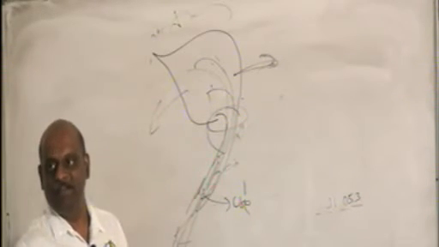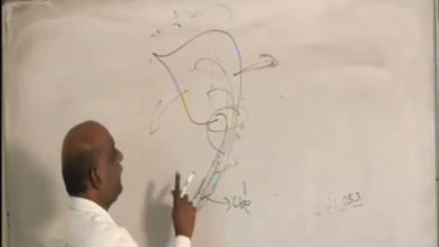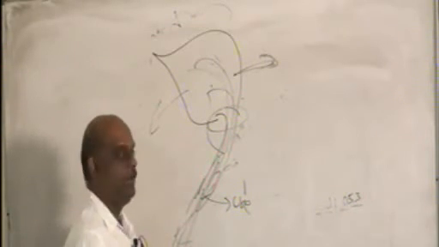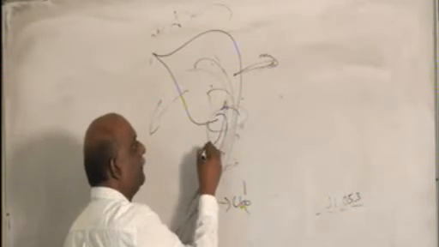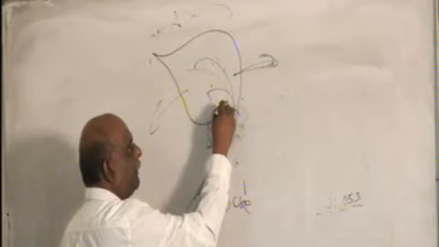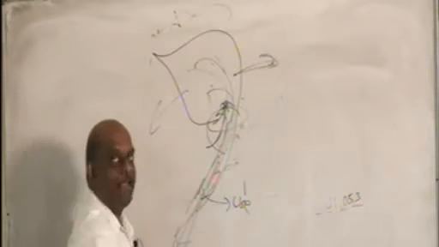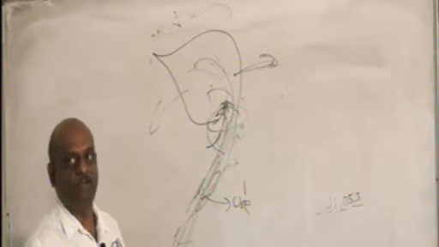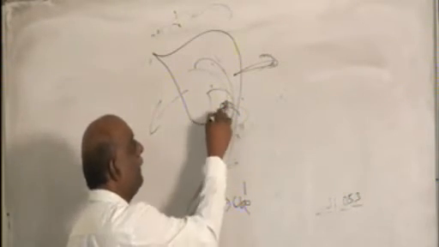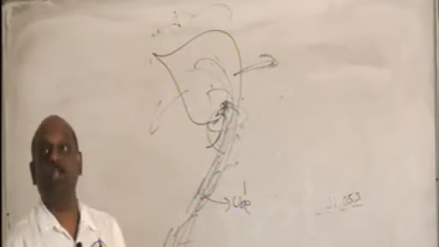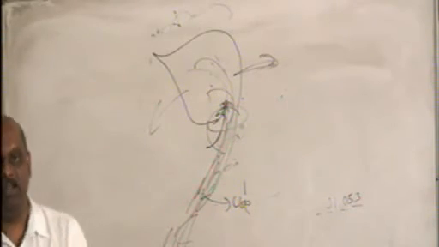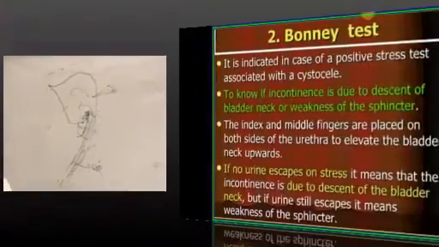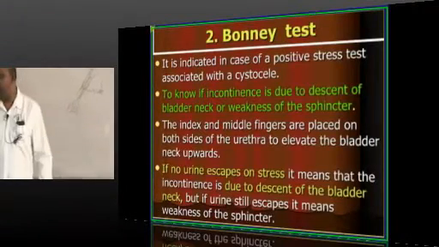How will you prove that? You will do a per vaginal examination and you push with your finger, you will push this up and create a urethrovesical angle. Now you ask her to cough. If the urine is not leaking out, means the problem is the urethrovesical angle, which is basically called Bonney's test, is what you have to basically remember.